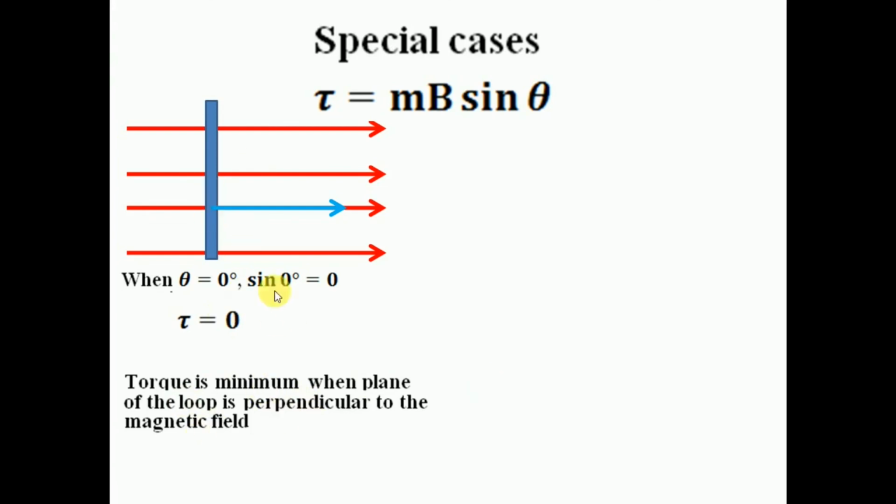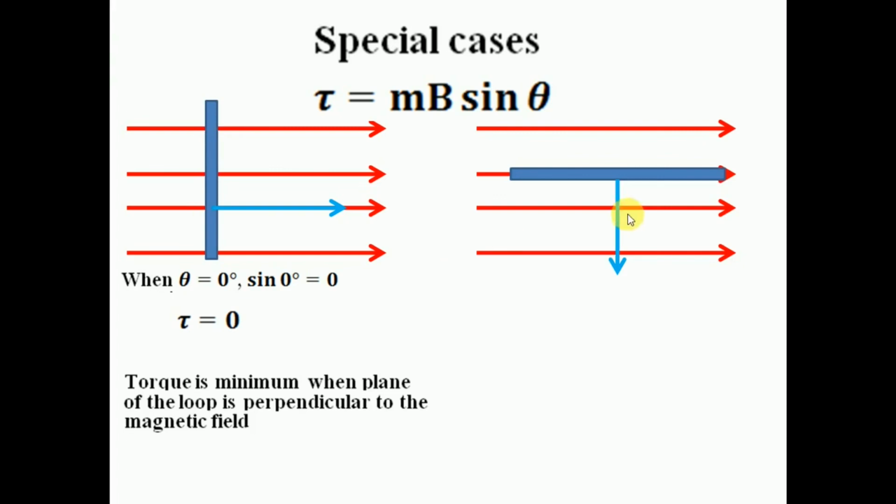Don't get confused: I am saying the angle is equal to 0, but when the angle between the magnetic field and the area vector is 0, at that time our loop will be perpendicular to the magnetic field. That's why I am using the term perpendicular when the angle is 0. At that time torque will be minimum.